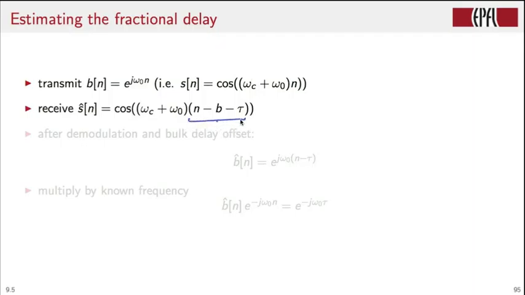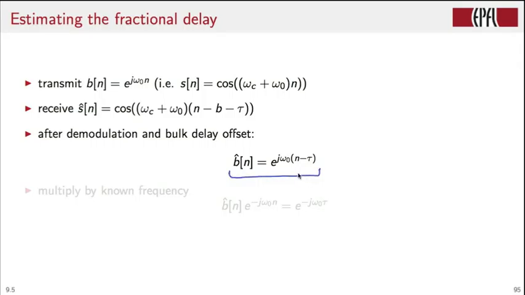b plus tau. After we demodulate this cosine, you remember we get a complex exponential, and we can also compensate already for the bulk delay, which we know, so for an integer number of samples b, and we obtain a baseband signal hat b of n, which is e to the j omega 0 (n minus tau). Since we know the frequency omega 0, we can just multiply this quantity by e to the minus j omega 0 n, and obtain e to the minus j omega 0 tau, which is a constant, and which we can invert given that we know the frequency omega 0. And so now we have an estimate for both the bulk delay and the fractional delay.